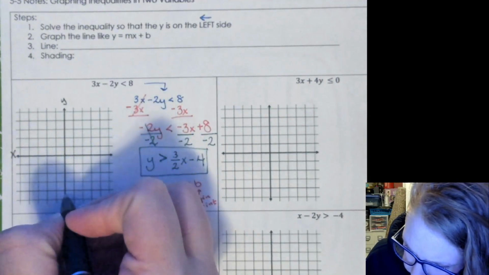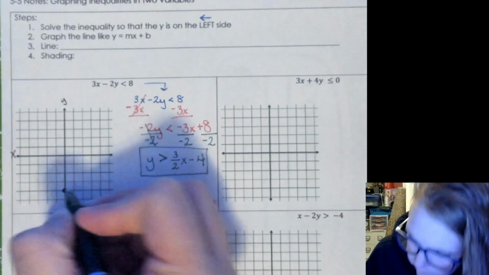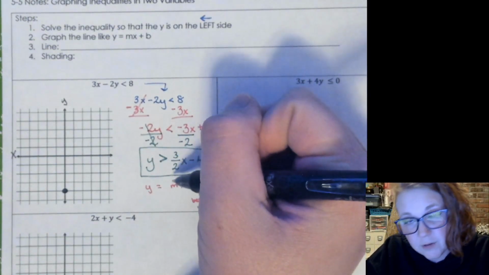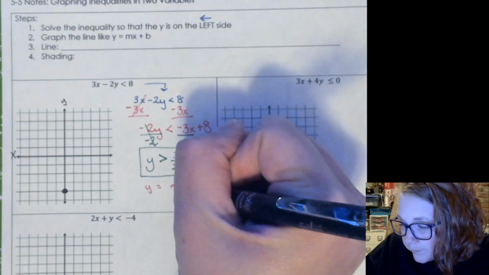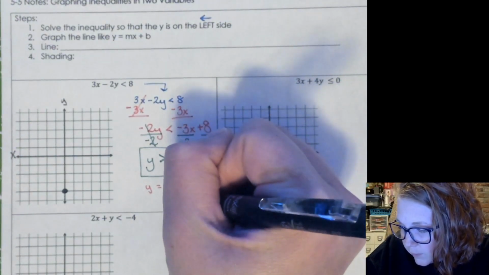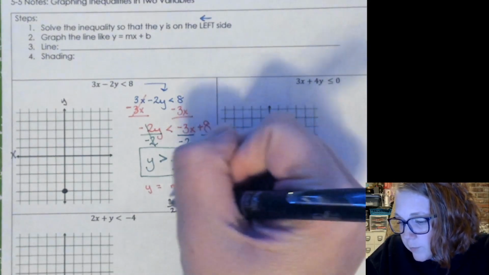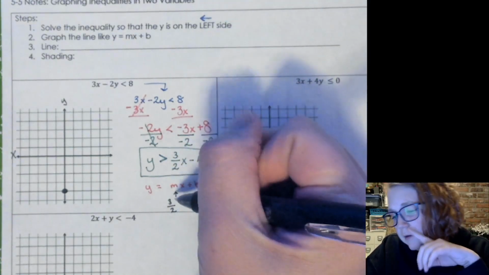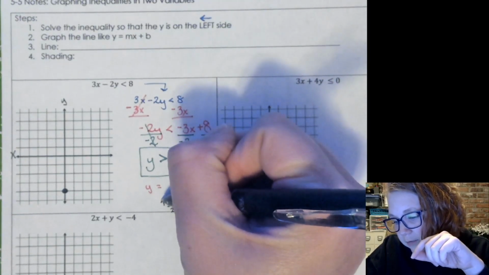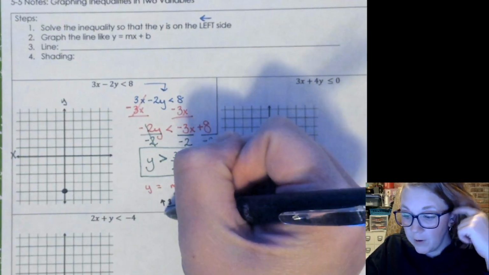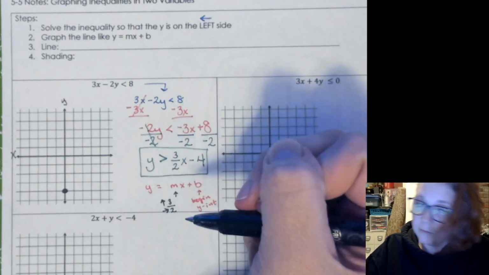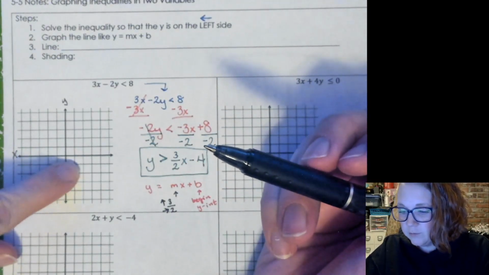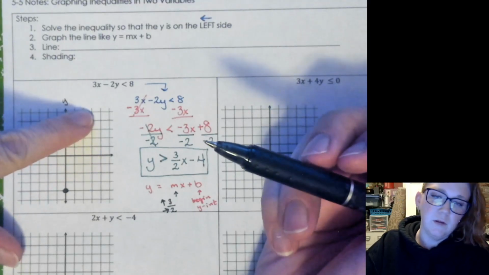1, 2. Okay, there's my point. Then we have the 3/2. Remember, that's your m value, that's your slope. Remember that slope is rise over run. Here's the trick when it's a fraction: whatever your top number is, that's how far up you go, and the bottom number is how far to the right you go. So starting at this point, we go up 3, over 2, up 3, over 2, and you just keep going.